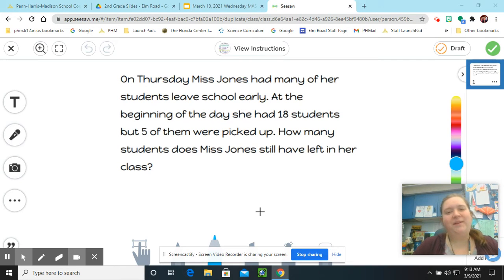Today we are going to be looking at this subtraction number story. I'm also going to introduce you to a new strategy for solving problems. Let's go ahead and take a look at this problem.